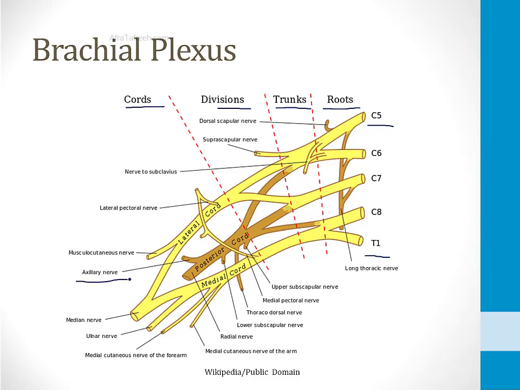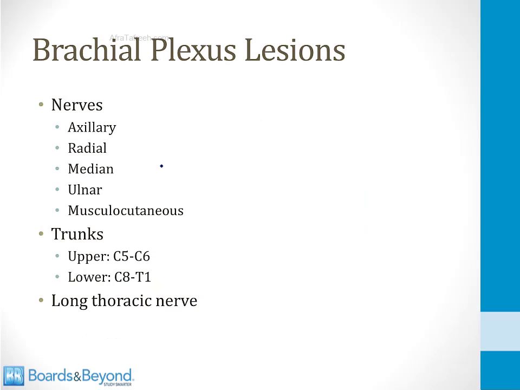For example, here's the axillary nerve, here's the radial nerve, and we'll go through all these things in the rest of this video. In the anatomy lab, you may have gone to great lengths to identify all the individual components of the brachial plexus. You don't need to know all that for step 1. You just need to know the brachial plexus lesions shown on the slide here. There are 5 nerves from the brachial plexus that often develop lesions. You should know those. There are 2 trunk lesions, and finally, the long thoracic nerve can have a lesion.